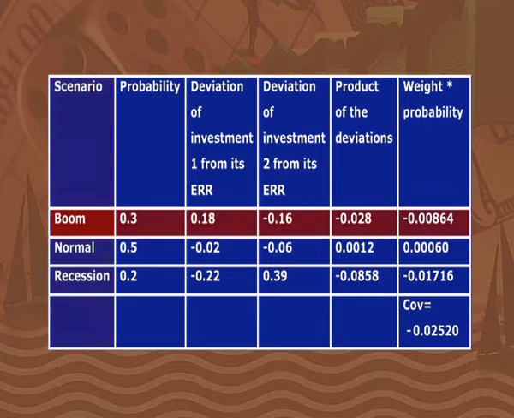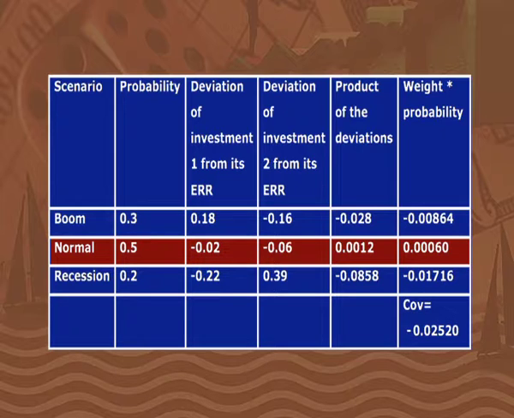Scenario 1 is boom times, the probability of which is 0.3. The deviation of investment 1 from its expected rate of return in this boom time is 0.18. The deviation of investment 2 from its expected rate of return is minus 0.16. The product of the deviations will be minus 0.028. Weight multiplied by the probability will be minus 0.00864.